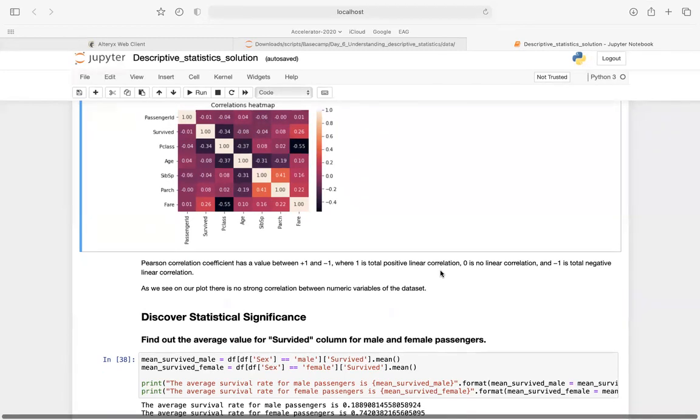Are you all clear, guys? What is correlation coefficient? What is heat map? How you can utilize both of them together to make it a more user-friendly plot to read the information. Yes, guys, are we all clear?